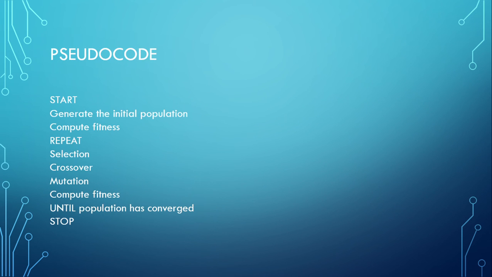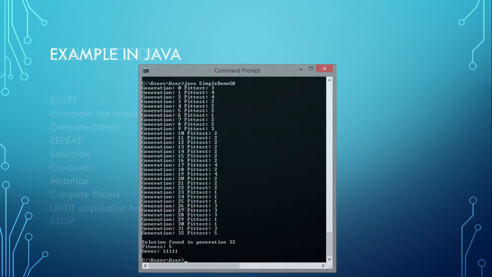There's a pseudocode which can be used in a genetic algorithm. This is a generic pseudocode. Basically, it starts, generates the initial population, computes fitness, repeats, and checks if the fitness is perfect. By perfect I mean the highest fitness, the more compatible it is. Then you do the selection procedure, which we discussed, then crossover, then mutation, then compute fitness, until the population has converged, and then stop.